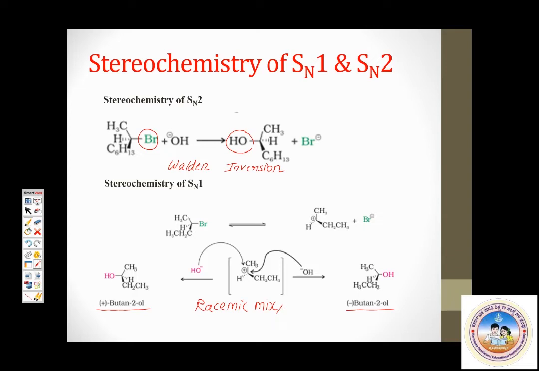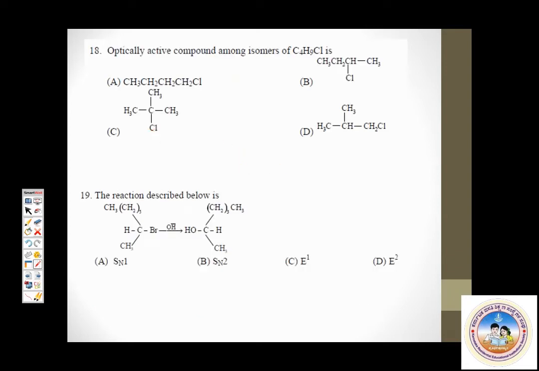Okay, question number 18. Optically active compound among isomers of C4H9Cl. This is the compound with formula C4H9Cl. You have to find out which of these 4 options is optically active. Now, please understand, for a compound to be optically active, one of the conditions is the molecule must be chiral. And for a molecule to be branded as chiral, it should have an sp3 hybridized carbon atom attached to 4 different groups.